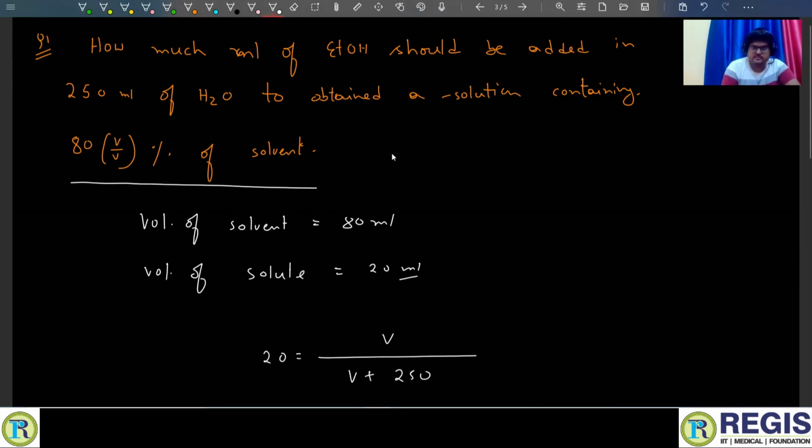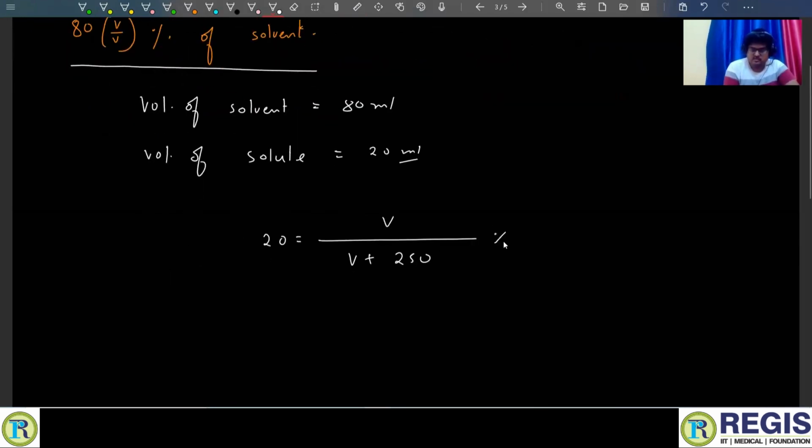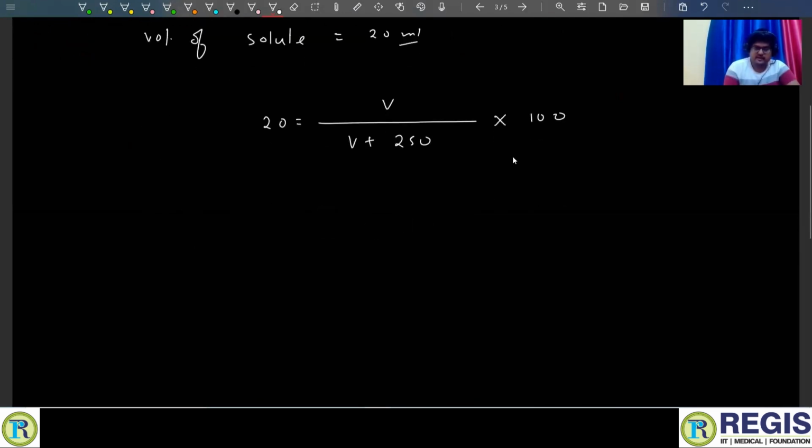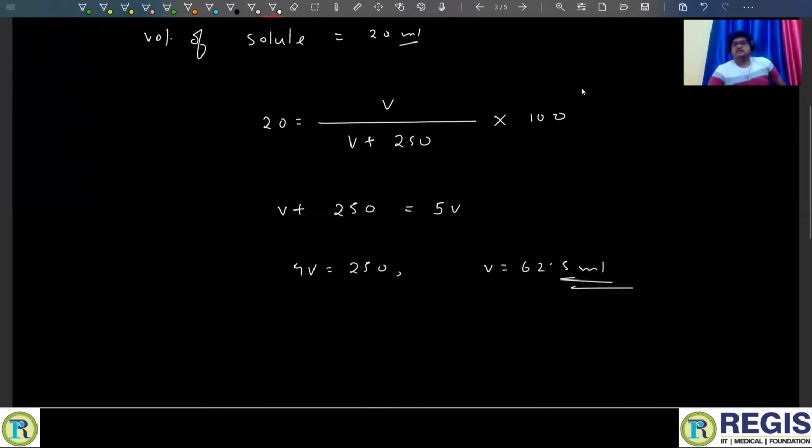What is 250? This 250 is basically the volume of water, into 100. Now from here you can find the V value. From here if you calculate V plus 250 which is equals to 5V, so 4V which is equals to 250, so volume equals to 62.5. Is it clear? So this is about the first question. Any doubt regarding this part? First concentration term completed. Next we are dealing with the next concentration term, which is weight by volume.